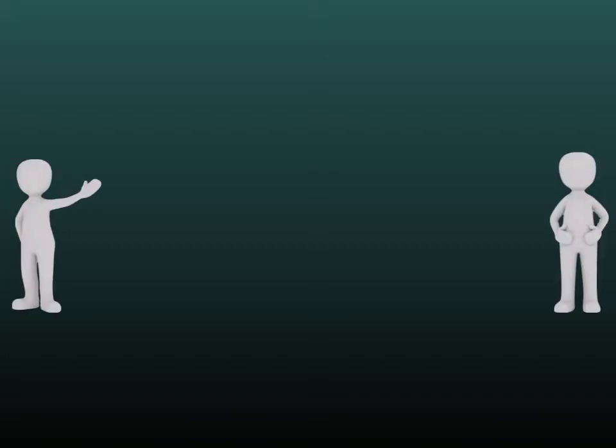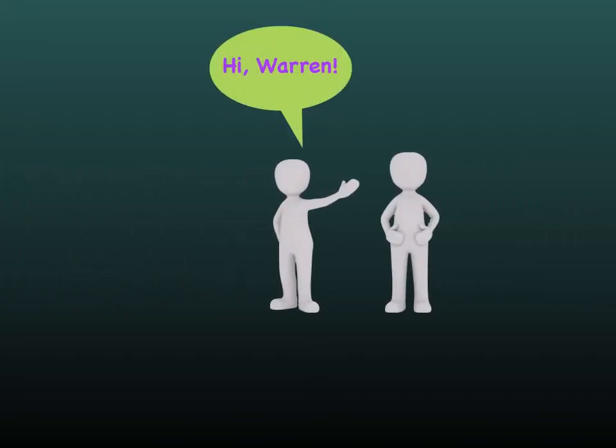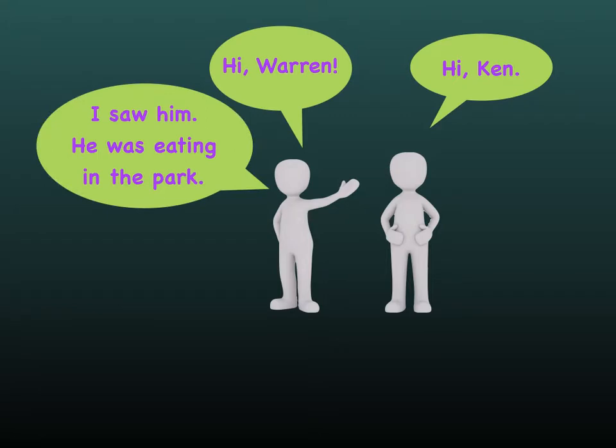Next is a point about good communication. It may not be good to use pronouns to begin a conversation. Look at this example. In this situation, Ken explains to Warren about someone he saw, but he should not start by saying he or him. The grammar is okay, but Warren is confused.